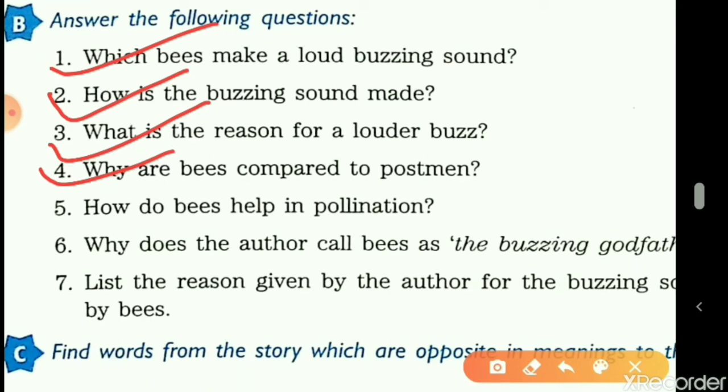You learn this answer in parts, children. So first, how do bees help in pollination? So first, we'll start with what is pollination.